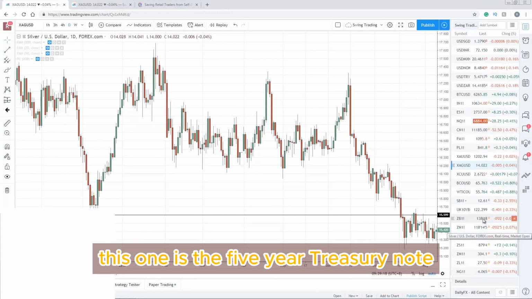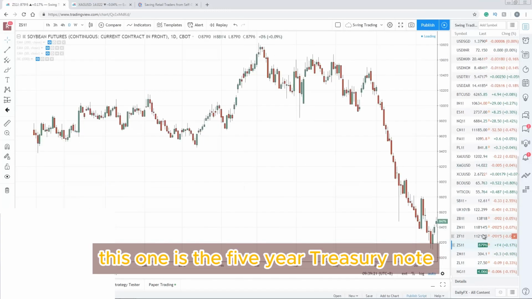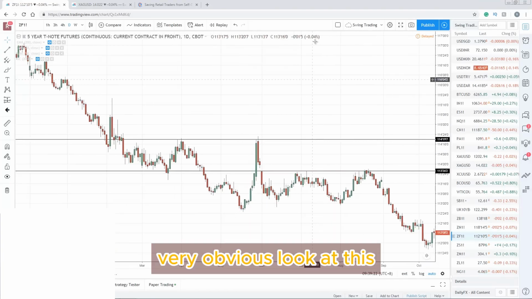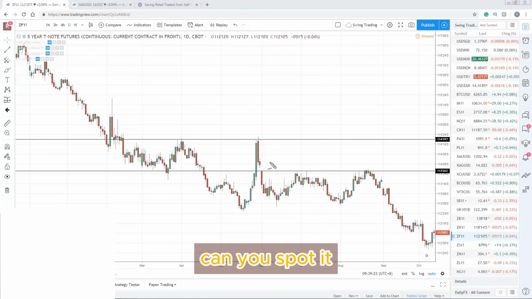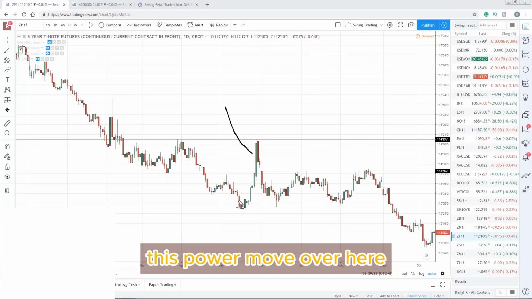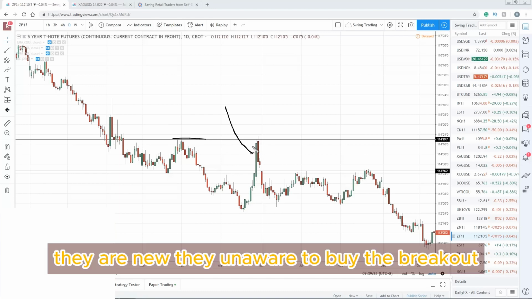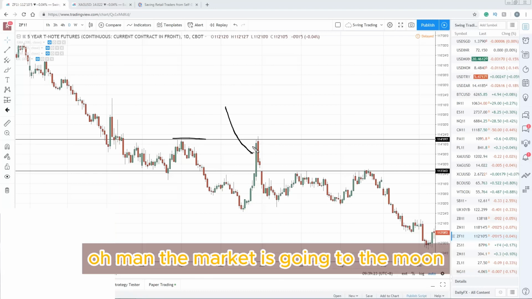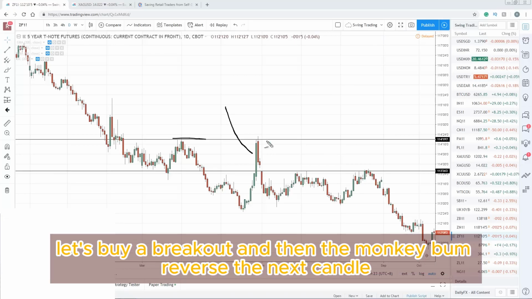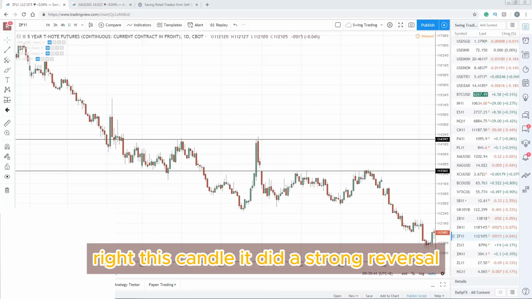Let me share another example. This one is the 5-year treasury note. This one here, very obvious. Look at this. Can you spot it? This power move over here, a strong bullish move into resistance. Trust me, traders who are new and unaware buy the breakout. Oh man, the market is going to the moon, let's buy the breakout. And then the market, bam, it reversed next candle. This candle did a strong reversal.